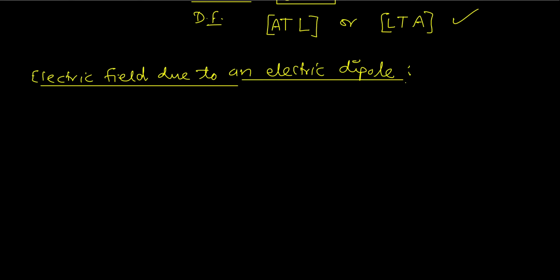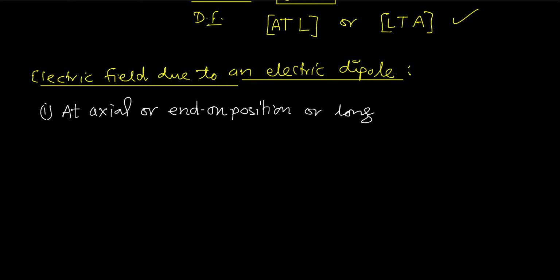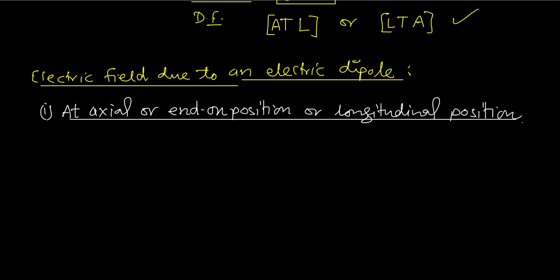And there will be two specific points at which we will find the electric field. So first is electric field due to an electric dipole at axial position, or sometimes we also call it end-on position, or one more name is there for this position that we call longitudinal position. Okay. So we are going to find the expression for electric field due to an electric dipole at its axial position. What is axial position?